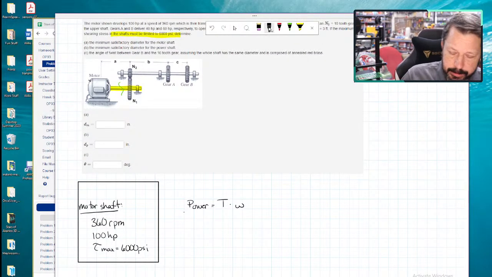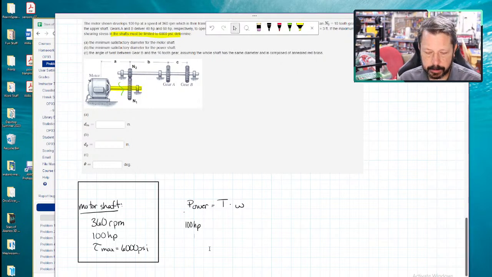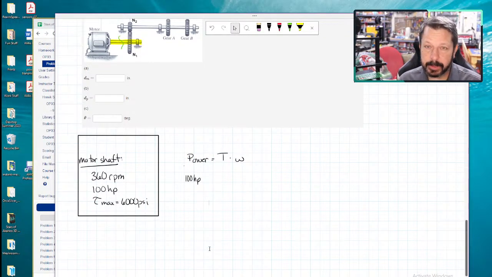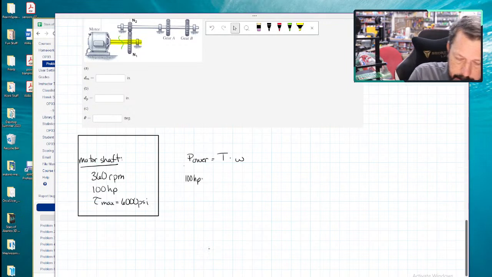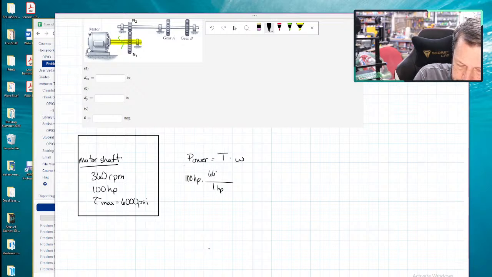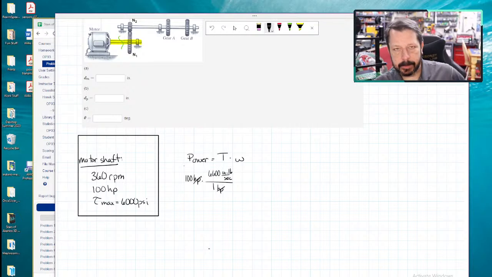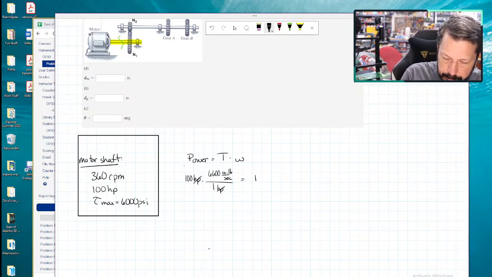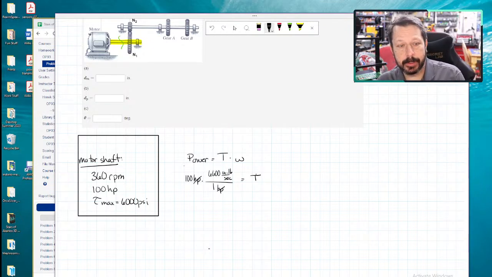So they gave us 100 horsepower. Those units are going to need to be converted over to, I'm going to do inch-pounds per second. So 1 horsepower is equal to 6,600 inch-pounds per second. So now we have inch-pounds per second on the left-hand side. Equals torque. That's what we want to find, is how much torque is in the yellow shaded motor shaft.